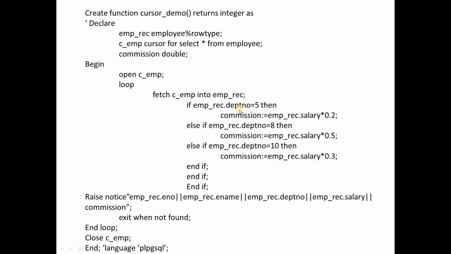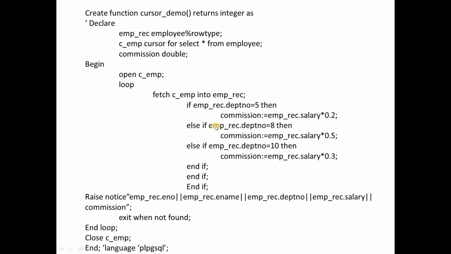If it is yes or true then you have to execute this statement, that means commission equal to, we have to calculate commission according to the salary of that employee. So commission equal to EMP record dot salary, that means the EMP record variable holds a row, and in that row whatever salary is there, access that salary and multiply by 20%, that means 0.2, and whatever the result is, that is our commission for department number 5.